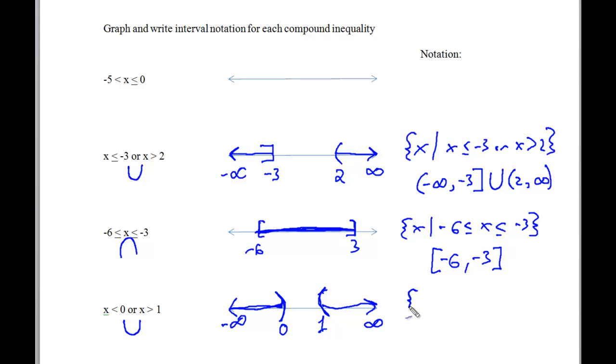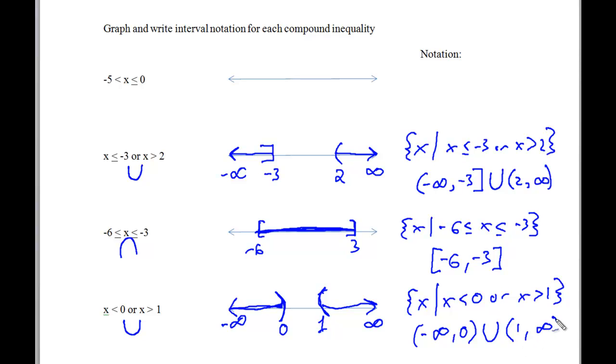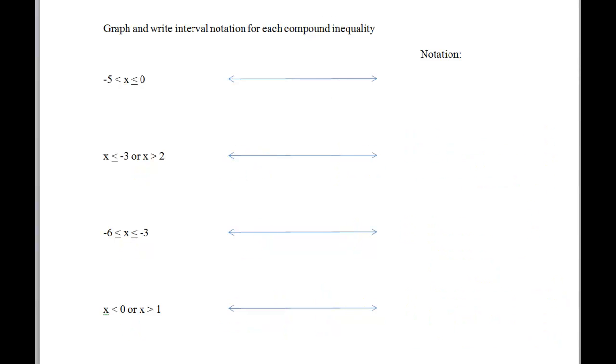Okay, so my set builder notation is going to be what was written in the problem: x is less than 0, or x is greater than 1. Sorry about the bad penmanship. And in this case, we're going from negative infinity to 0, and the union, notice soft parenthesis because it never quite got there, parenthesis 1 to positive infinity. All right, let's keep going and see some more examples here.